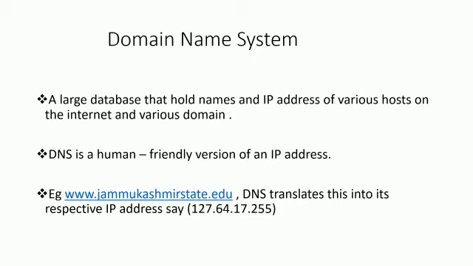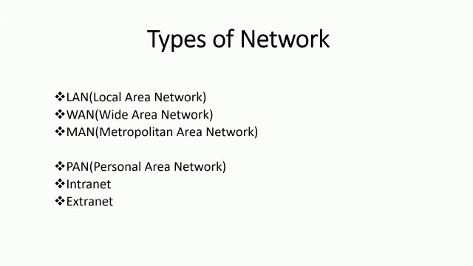For example, if we type www.jammukashmirstate.edu, DNS converts this name into its respective IP address in order to connect us with the particular site.